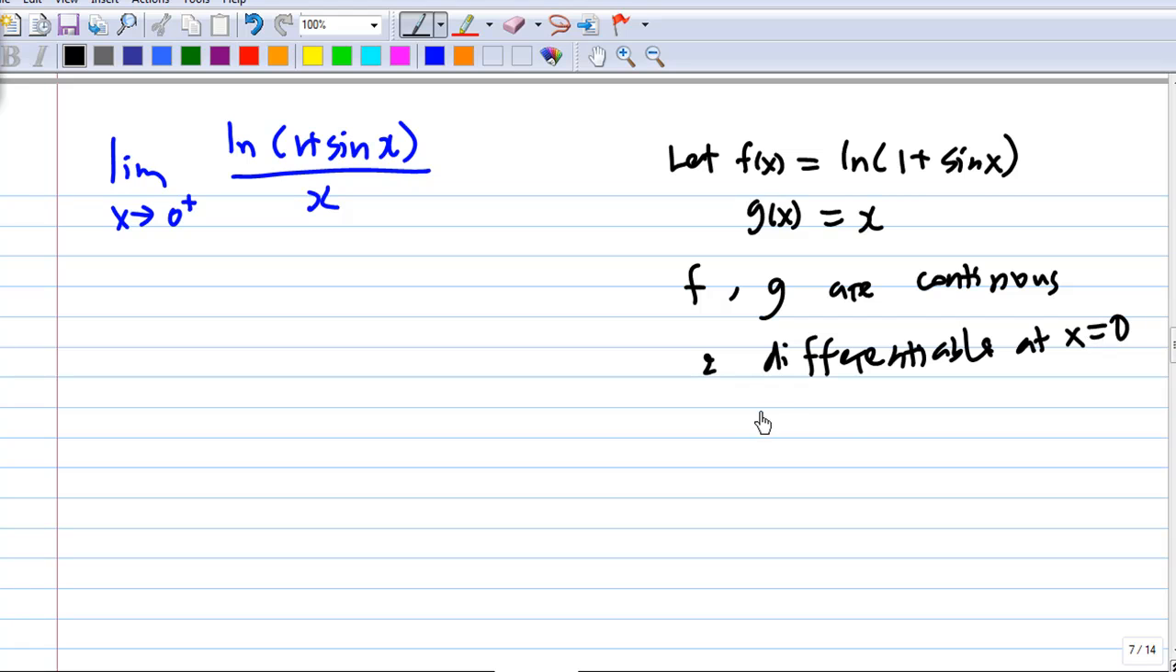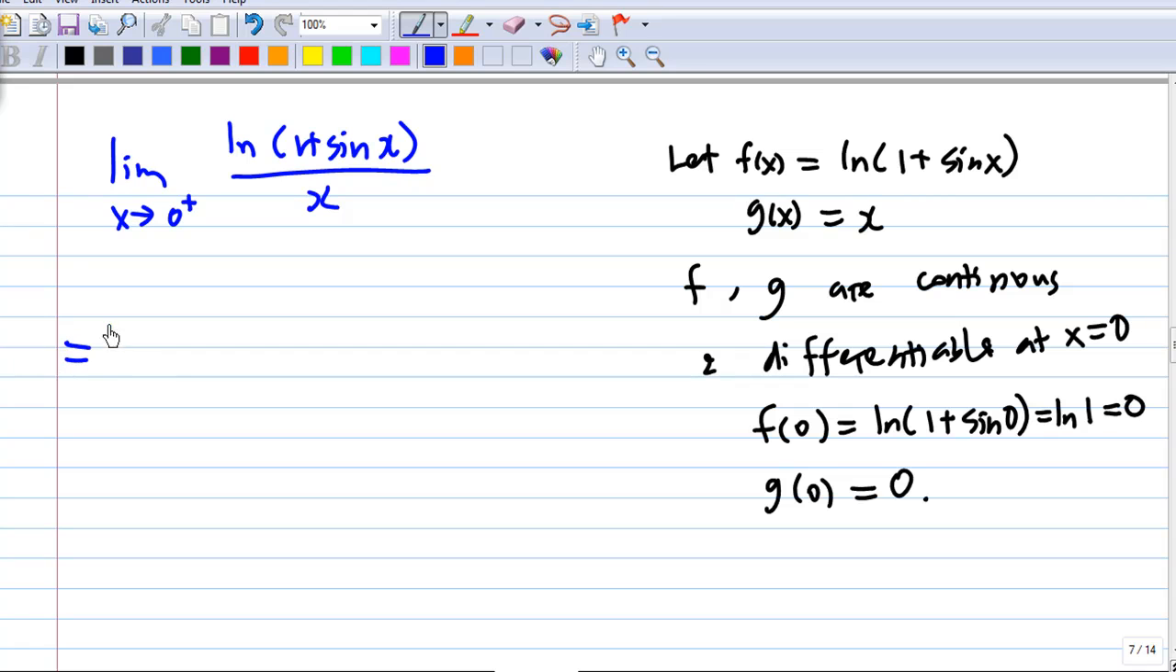Moreover, f(0) is ln(1 plus sine 0), which is ln 1, since sine 0 is equal to 0, and ln 1 is also 0. And obviously g(0) is equal to 0 there. So all the conditions of L'Hopital's rule are satisfied. So you can find the limit of this ratio here using L'Hopital's rule.